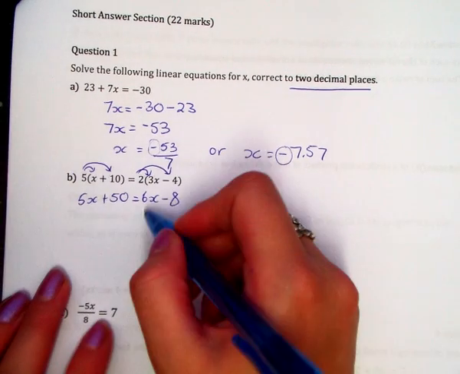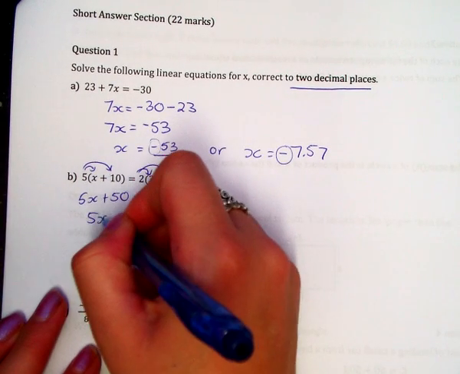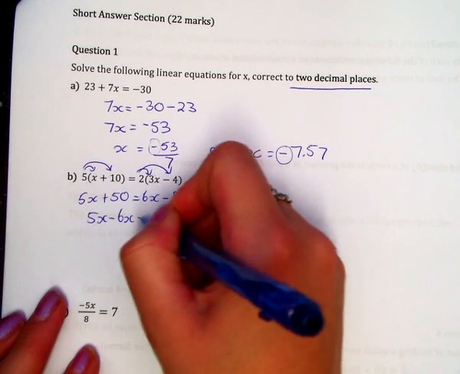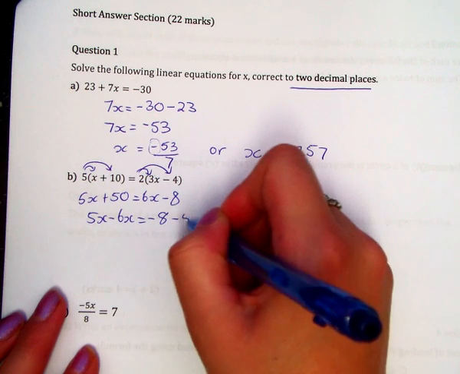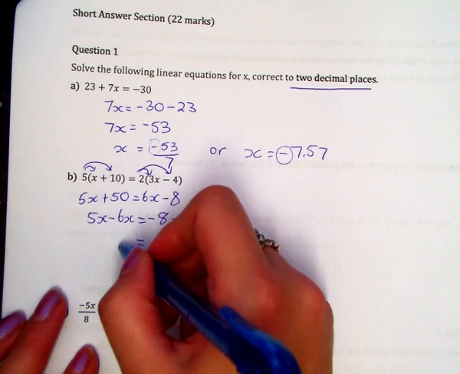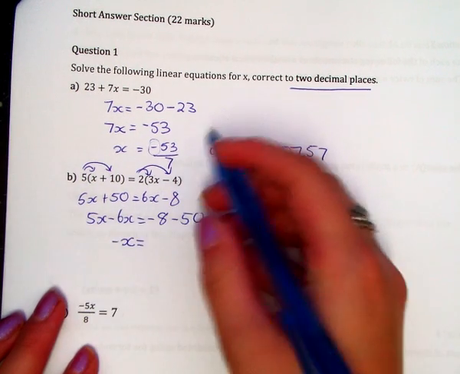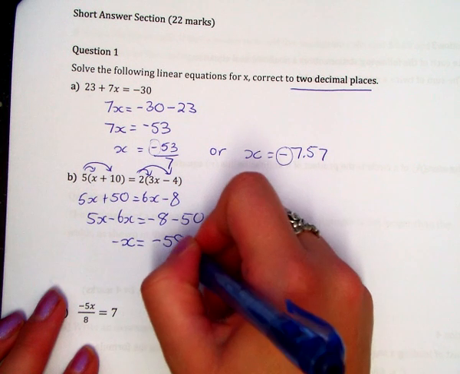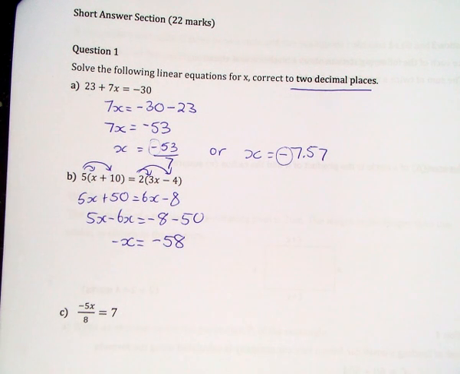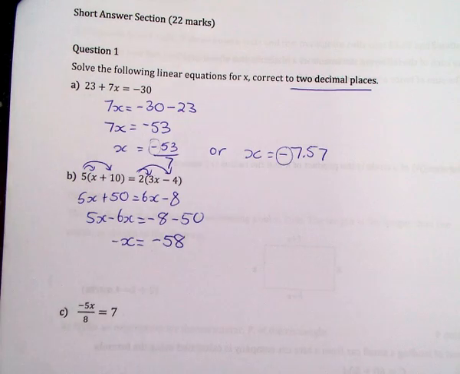Okay, so if we subtract, 5x minus 6x is equal to -8 minus 50, we're going to have -x is equal to -58. We can see here that we're trying to solve for x. At the moment, we've got -x. We know what -x equals, but we need to solve for +x.